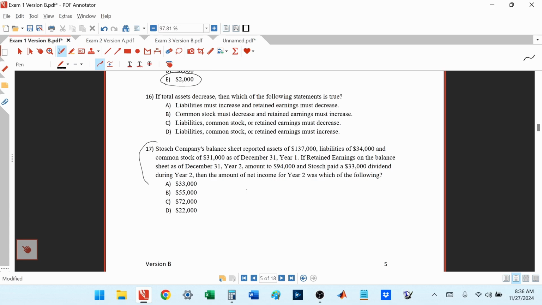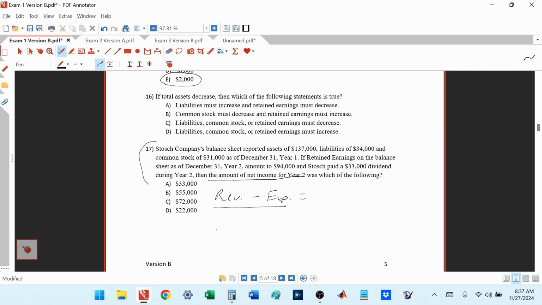What's the amount of net income for year 2? It's the same question as before. Net income, again, is just revenue for the year minus the expenses for the year. So all this stuff about assets, liabilities, not relevant. Well, it may be. We'll see. This question asks for net income but doesn't give us the revenues and the expenses.